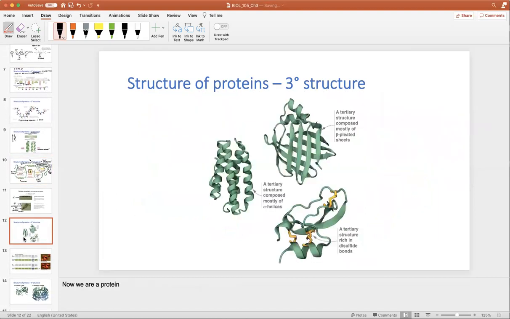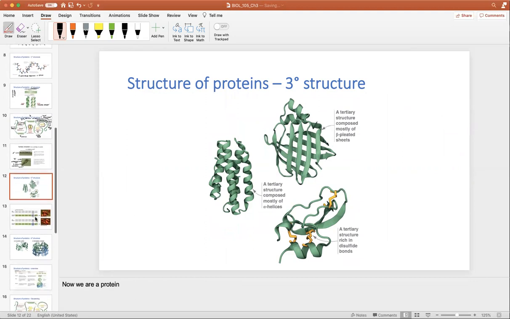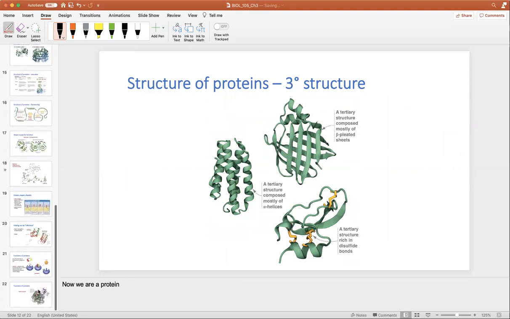Okay, so let's look here. So here's a tertiary structure composed mostly of alpha helices. Here's one that's got alpha helices and beta sheets. Here's one that's got a bunch of disulfide bonds. Let me show you this. I'm going to go down to the very end.